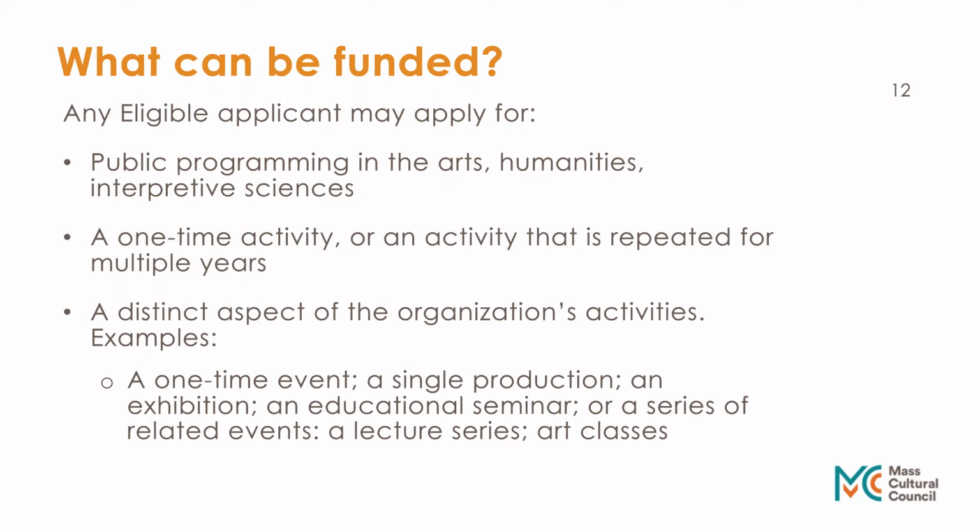It could be a series of related events, such as a lecture series where lectures happen every week for 2 months. It could be a set of art classes with a beginning and an ending date. So we are looking for something that's got a beginning, a middle, and an end with a specific set of outcomes expected.